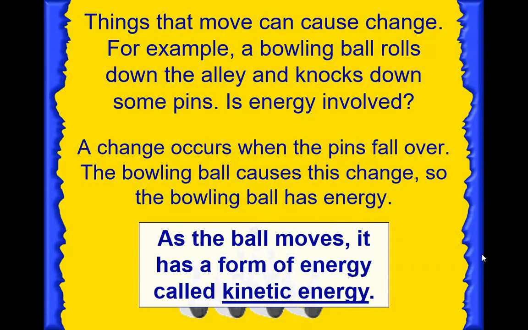Okay. So this just gives the example of a bowling ball that rolls and knocks over pins. Of course, the bowling ball has the energy; it transfers it to the pins, therefore knocking them down. Because the ball is moving, this is the first form of our energy, which is called kinetic energy, which is the energy of movement.